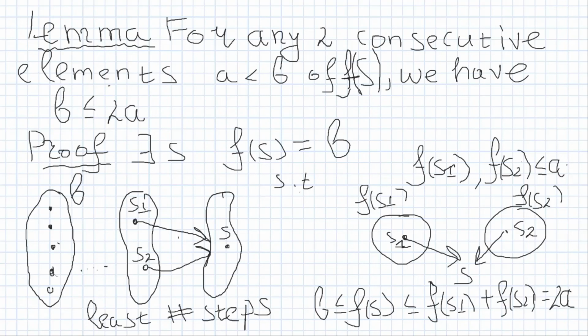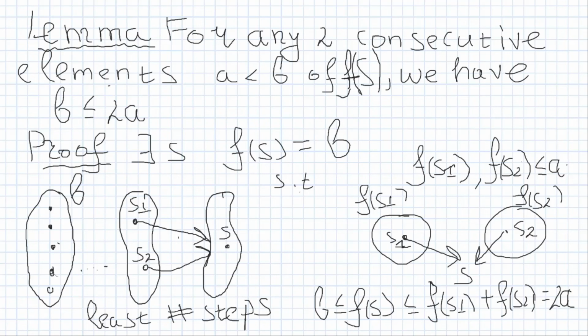All right, and what remains to show to finish the proof is that f of S is at most f of S1 plus f of S2. That's written on the bottom at the right. Then we are done, because f of S is b by definition, and we already have seen that f of S1 and f of S2 are at most a.